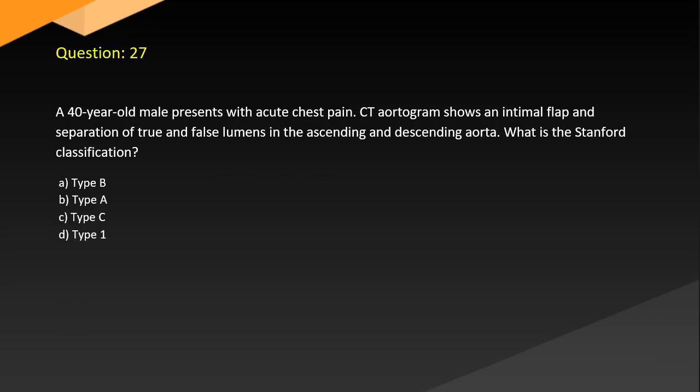Question 27. A 40-year-old male presents with acute chest pain. CT aortogram shows an intimal flap and separation of true and false lumens in the ascending and descending aorta. What is the Stanford classification? A. Type B. B. Type A. C. Type C. D. Type 1.